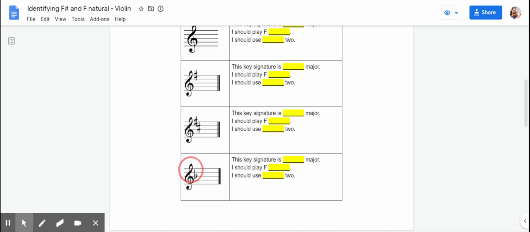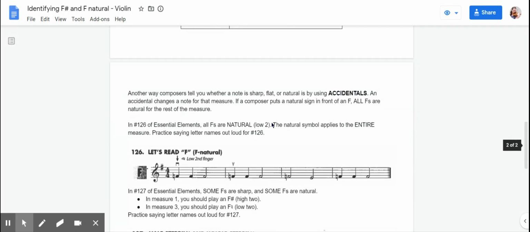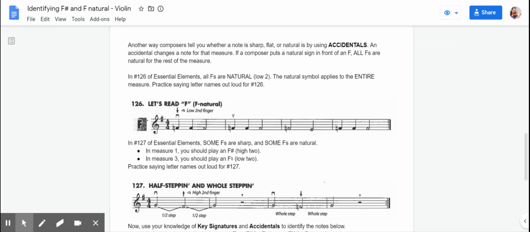Over here, this is a key signature that we haven't talked about yet, but I did put up a video earlier about how to identify it. The key signature is called F major. And if you look, there is a flat in this key signature, and it is on B flat. Now, if we have a B flat, that does not mean that we should play F sharp. There are no sharps in this key signature, so that means that we want to play F natural, and we should use a low two. Hopefully you're following along with me, filling out this worksheet as we go.